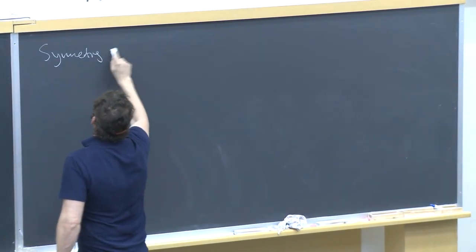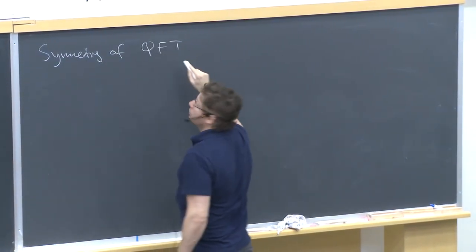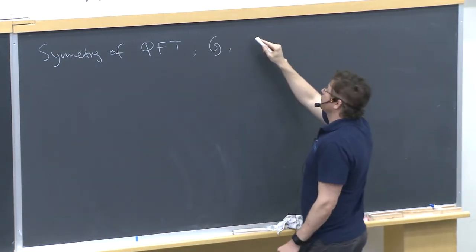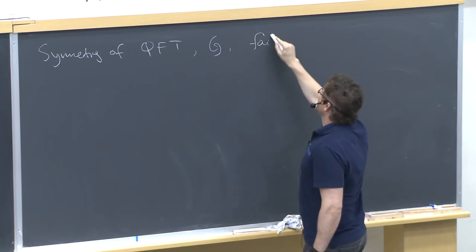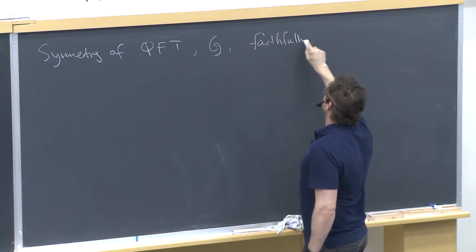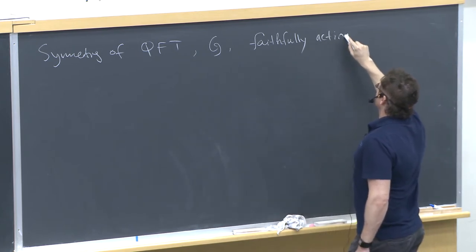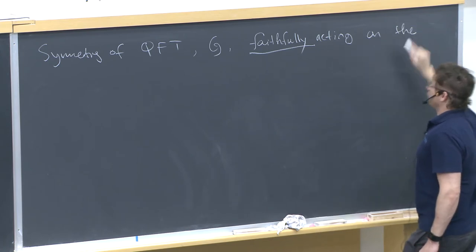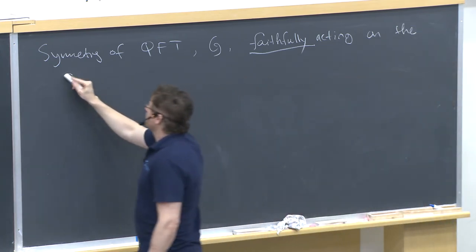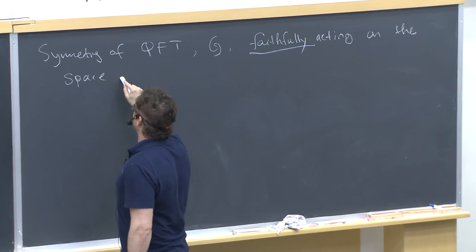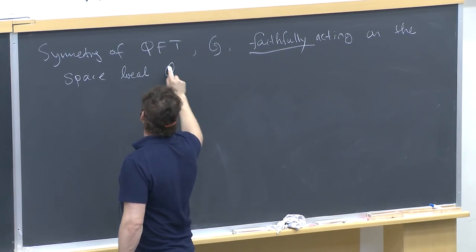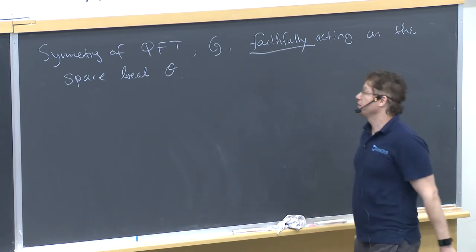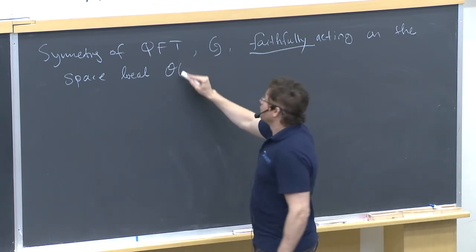The symmetry of a QFT, what is the symmetry? The symmetry of a QFT, which is some group G, is faithfully acting, and this is important, faithfully acting on the space of local operators. That's what we call a symmetry in QFT. G is the symmetry that gives rise to Ward identities. It's the faithfully acting symmetry on the space of local operators, O(x).